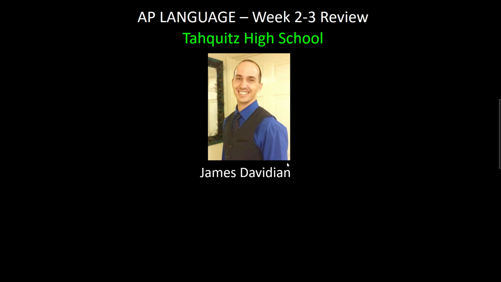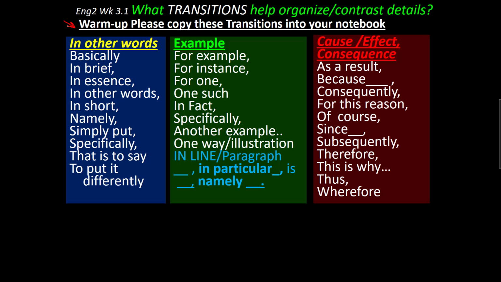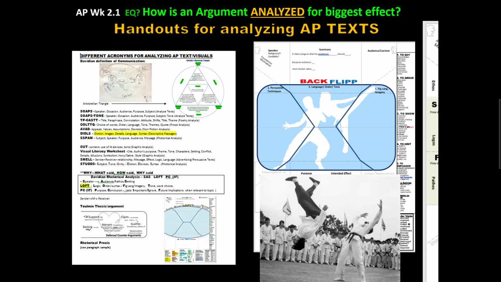So now let's get into week number 3. Week 3 begins with transition words. We want to add a few more: synonyms for the phrase "in other words," synonyms for "for example," and synonyms for "as a result," "because of this," or "consequently." A lot of times in AP classes, students learn a variety of acronyms.